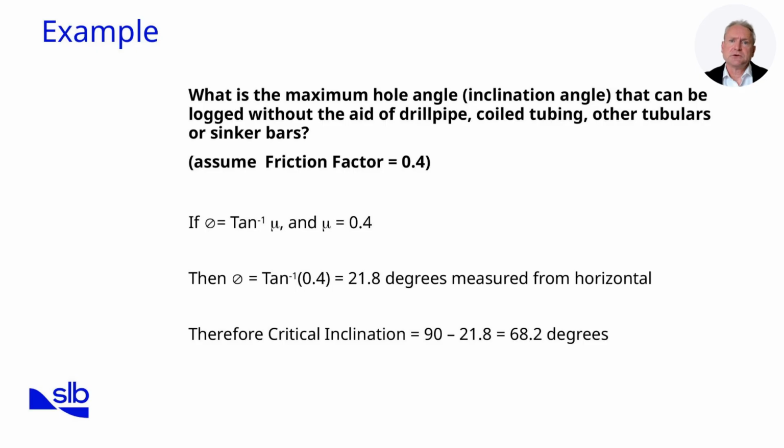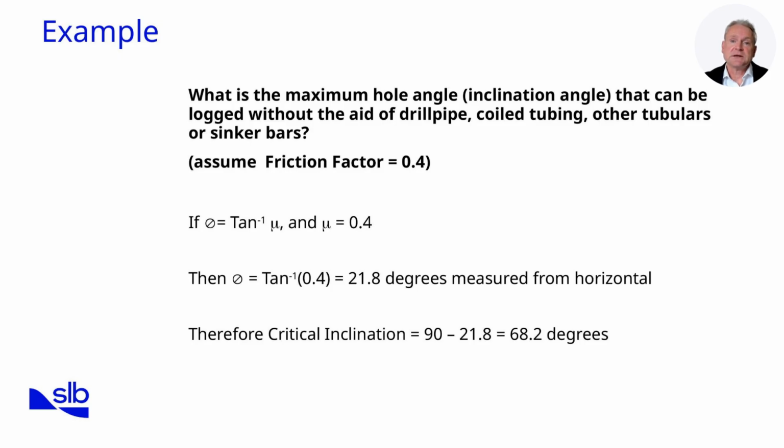The example refers to running a wireline logging tool. How do we calculate the maximum inclination angle at which pipe can still slide into the wellbore under its own weight without mechanical assistance? We start with the given friction factor, mu equals 0.4. We calculate the angle of friction as phi equals arctan of 0.4, which equals 21.8 degrees. This represents the angular threshold at which the frictional resistance balances the tangential gravitational component. Next, we calculate the critical inclination angle, 90 degrees minus phi, which equals 68.2 degrees.